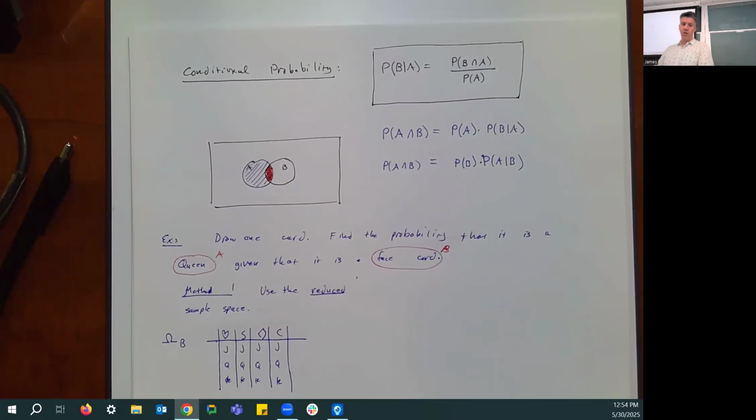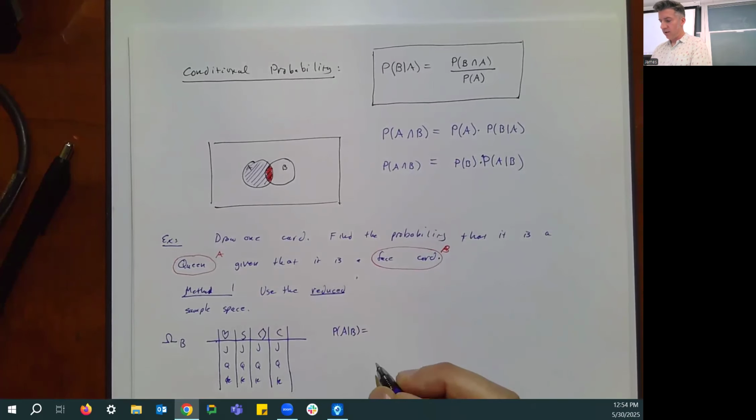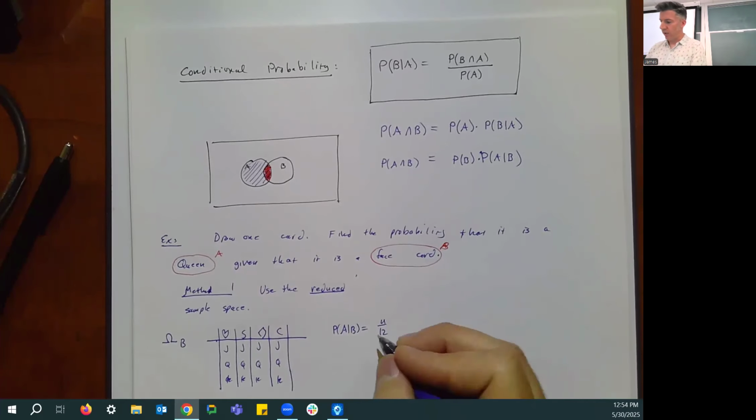And now you say, oh, cool. Well, the probability of getting a queen, given that it's a face card, the probability of A given B, is 4 queens out of 12 cards. That's it. You look at what I'm working with, and then ask how many ways of getting what I want out of what I'm reduced to working with. That's 1/3, right?